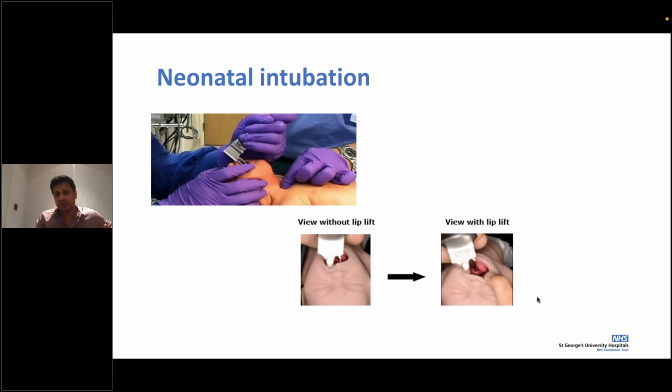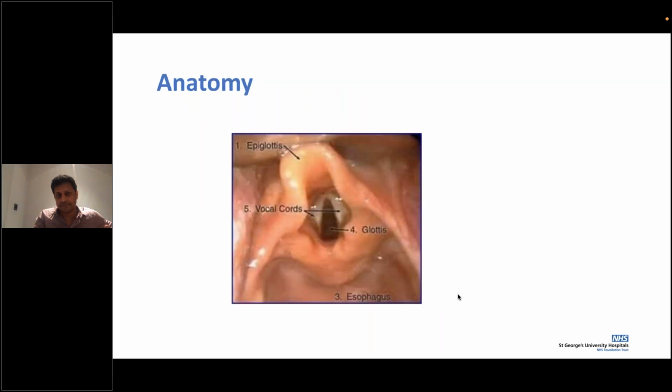Once you've had a good view, only do suction if there are secretions. Otherwise, you do not need to do suctioning. This is the view that you're looking at. You're looking at your vocal cords. Epiglottis is something that would come out. Once you've seen your epiglottis, then with a maneuvering technique you lift the epiglottis, see the vocal cord, ensure that you've got the glottis completely open, and insert your endotracheal tube.